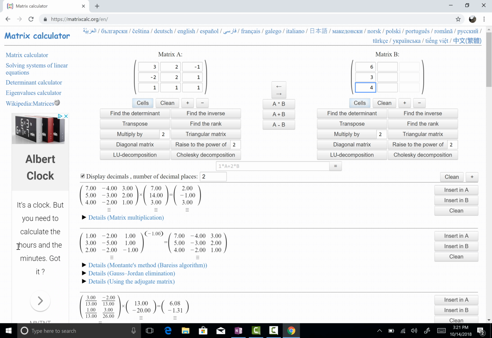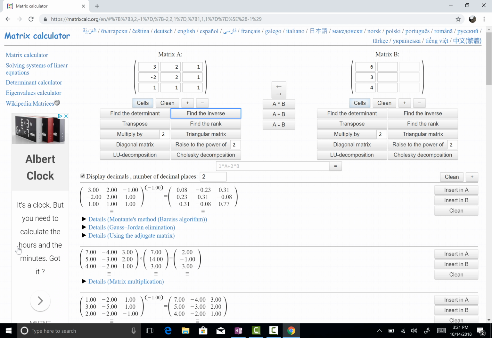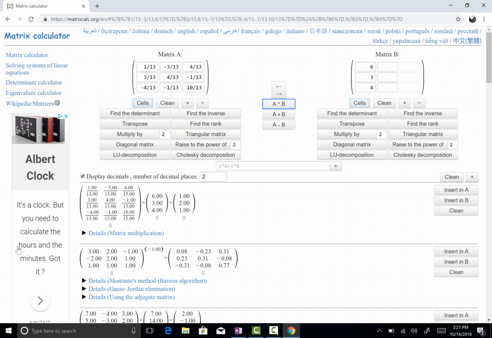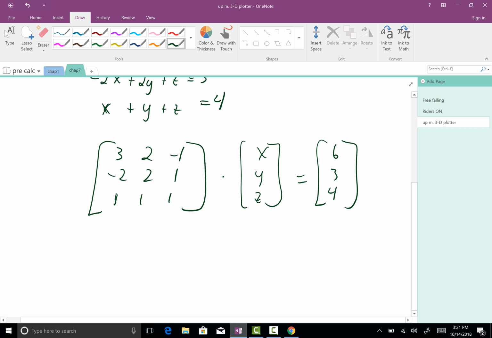Remember, what I want to do is take the inverse of this matrix and multiply by that, but I have to do it the correct way. So I'm going to find the inverse of this, insert it in A, and then take A times B. There's 1, 2, 1. So that's my solution. Works out fine. So let me write this out. 1, 2, 1.